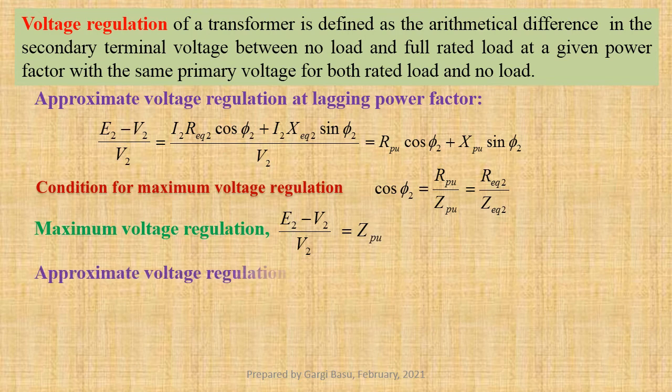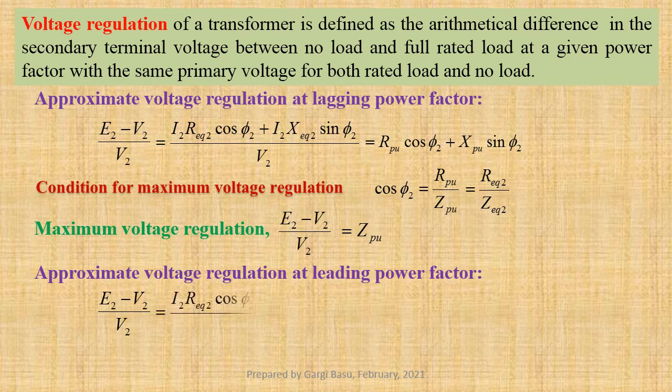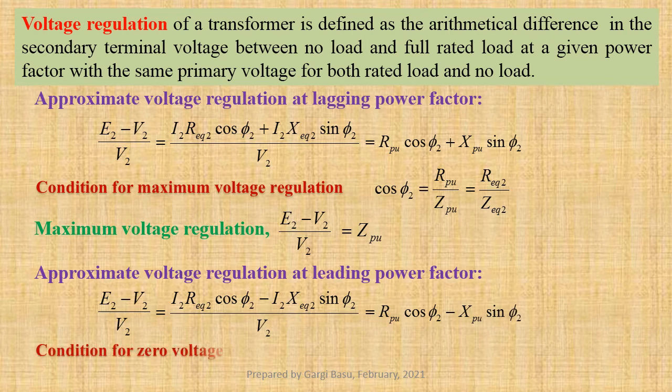Approximate voltage regulation at leading power factor: (E2 minus V2) divided by V2 equals I2 Req2 cos phi 2 minus I2 Xeq2 sin phi 2, divided by V2, or R per unit cos phi 2 minus X per unit sin phi 2. Condition for zero voltage regulation: R per unit cos phi 2 equals X per unit sin phi 2.